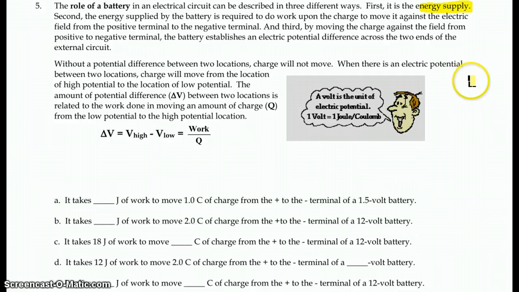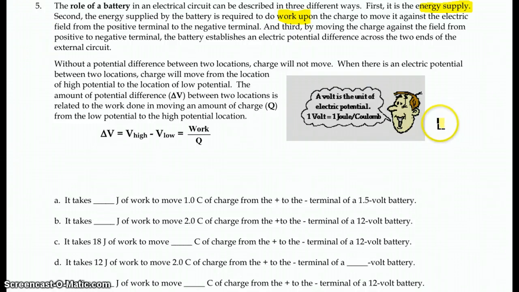Second, the energy supplied has to be used to do the work that gets the electrons, the charge, from the positive terminal where they'd like to stay to the negative terminal of the battery. So it's analogous to lifting something in a gravitational field. And then third, in moving the charge, you create a difference in the ability of the charge to do work, so you create a potential difference between the two terminals.